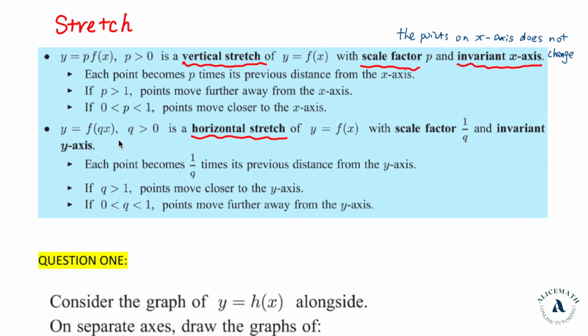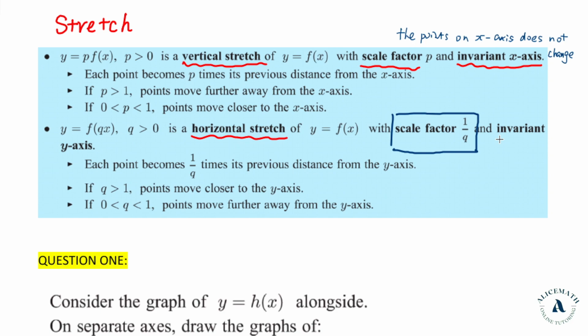Okay, let's look at the following description. y equals f(qx), where q is a positive number, we call the horizontal stretch of y equals f(x). In this case, the scale factor is 1 over q. It looks like the vertical stretch. There, the scale factor is p, the coefficient of f(x). But here, the coefficient of x is q, while the scale factor is 1 over q.